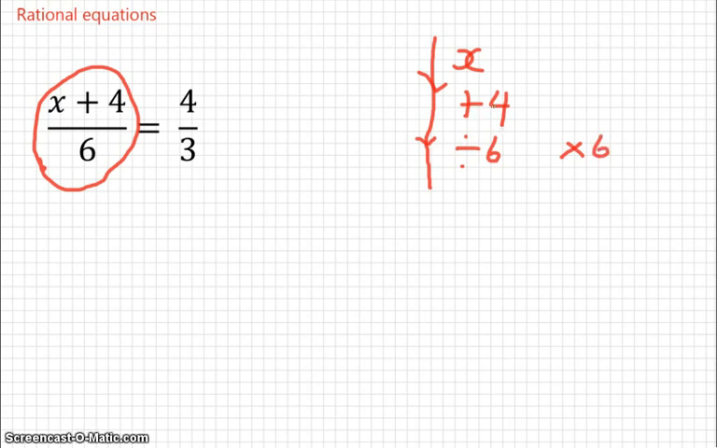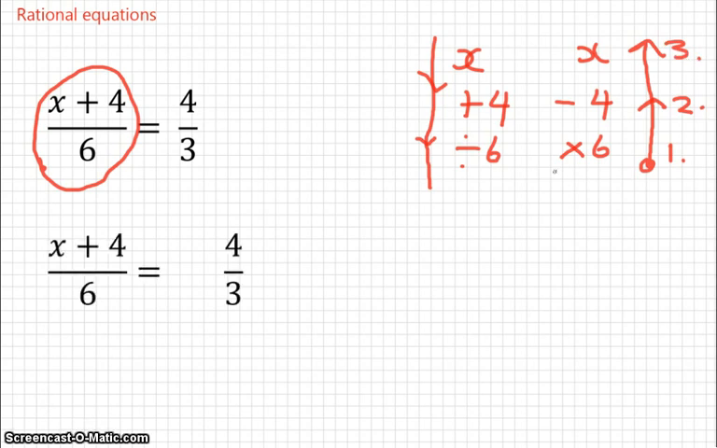Our inverse operation of plus 4 is minus 4. And then there's just x. So this will be the order that we apply these inverse operations in. Now remember, when we do these inverse operations, we have to do them to both sides of the equation. The next line. Our first inverse operation will be this times by 6. So let's do that to both sides of the equation.